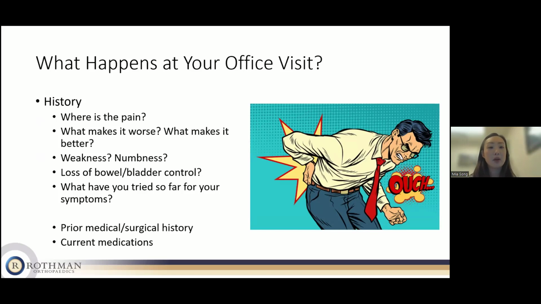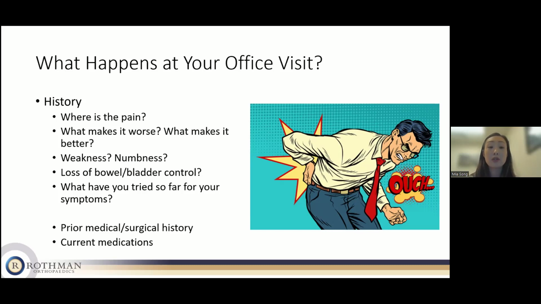I always ask about other things like weakness in your legs or numbness down your legs. I also ask about loss of bowel or bladder control. Sometimes patients will look at me funny, and that's because when there are significant issues in the lumbar spine causing nerve damage or nerve injury in that region, we can see things like weakness in your legs, like a foot drop, or sometimes bowel and bladder issues.